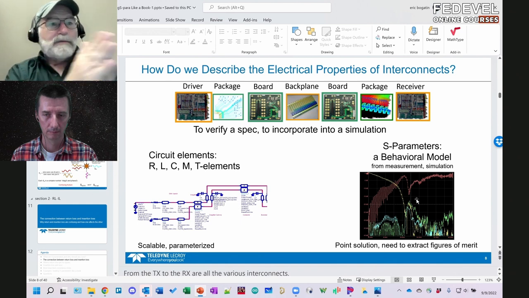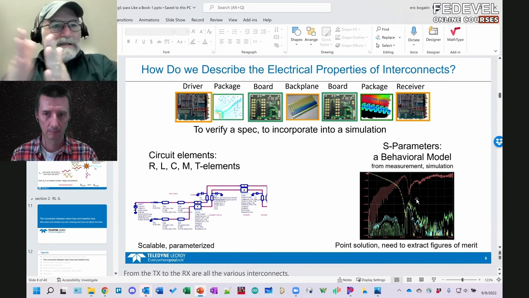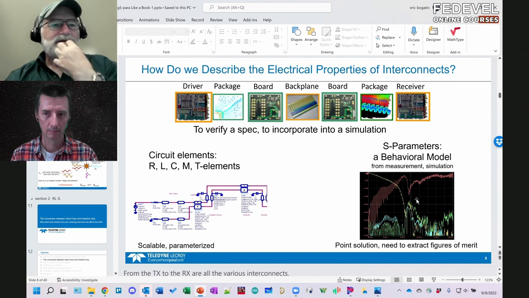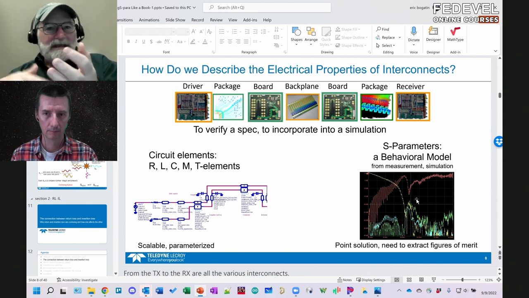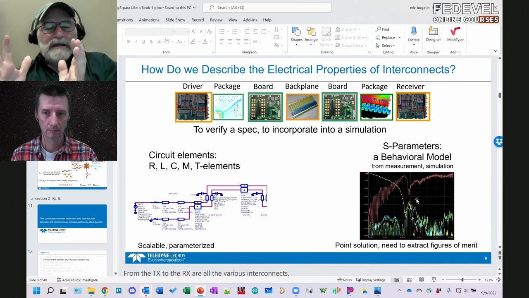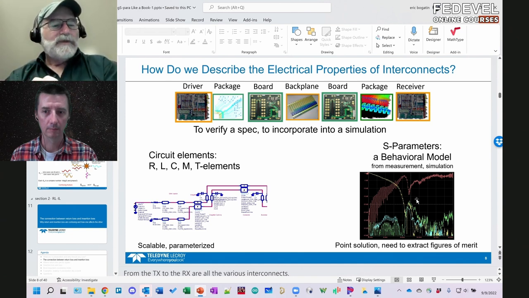Some of it is going to reflect back. Some of it is going to continue and it will come out the other ports that I assign. And I literally will be calculating the sine wave that reflects back, the sine wave that comes out of each port. And the combination of the ratios of all those different sine waves at each port, at each frequency, those are the S parameters. So it is only for that specific interconnect structure.